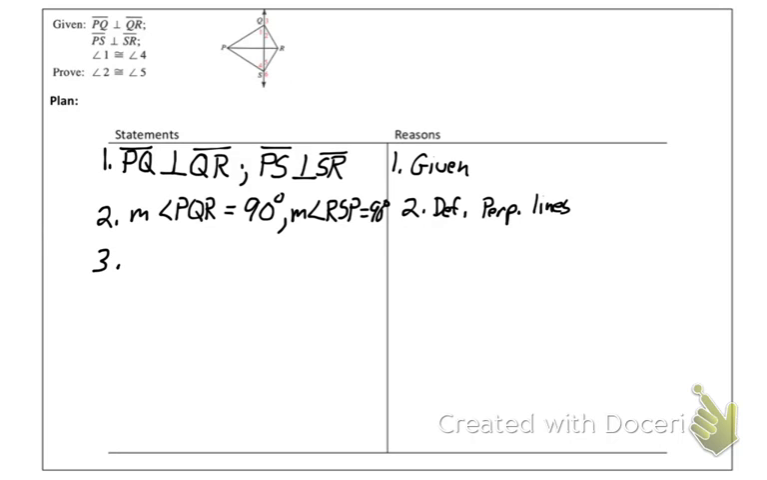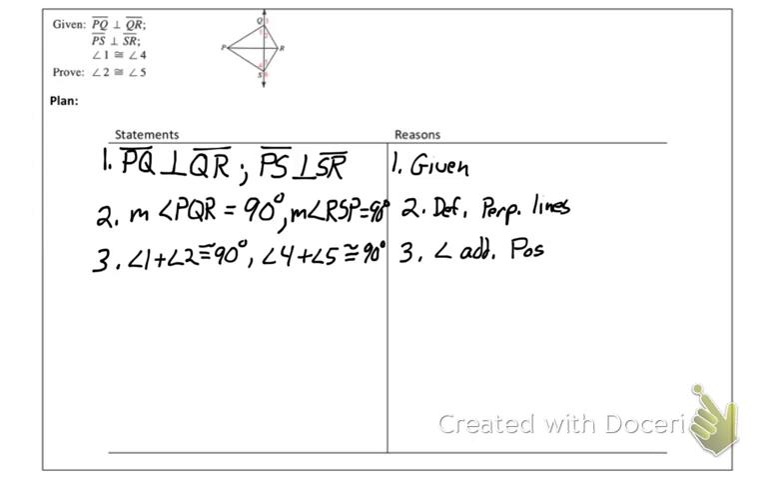What's probably my next step? Even if I don't know where I'm going, what's probably my next step if I have these big angles? Angle 1 plus angle 2 equals 90 degrees. And then you could say that angle 4 and angle 5 also equal 90 degrees. And that's going to be our angle addition postulate.